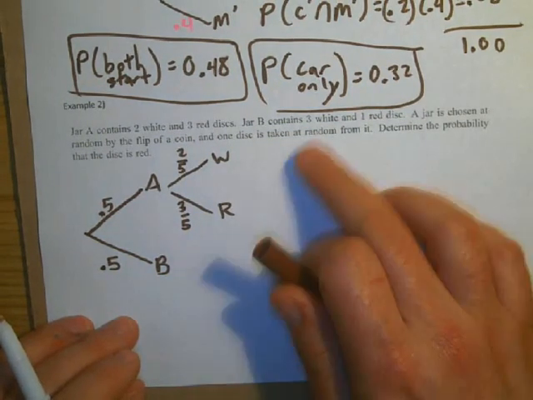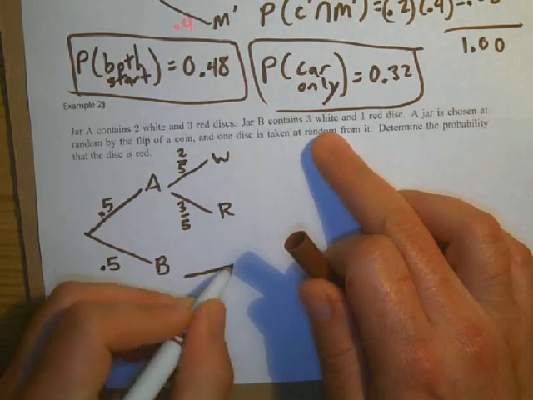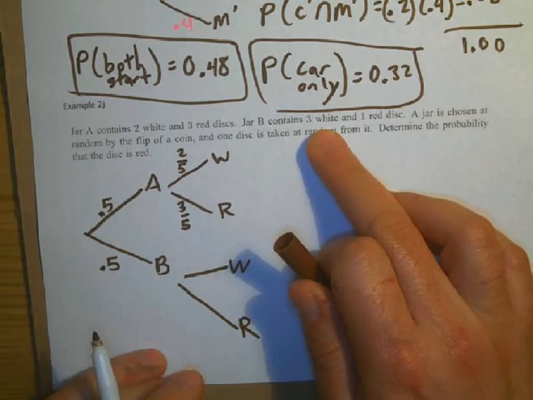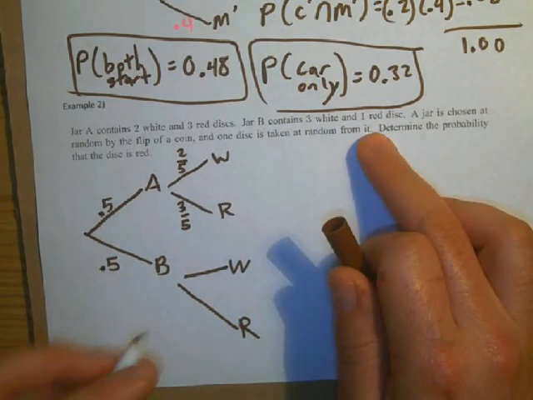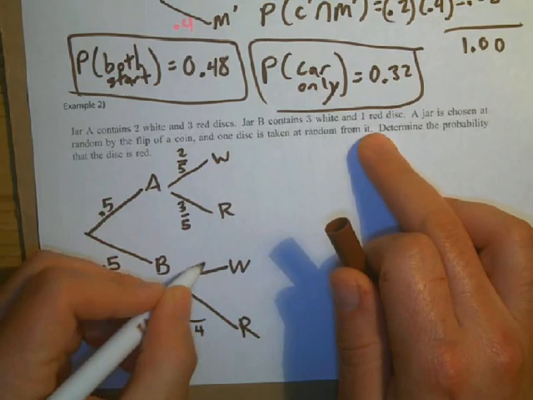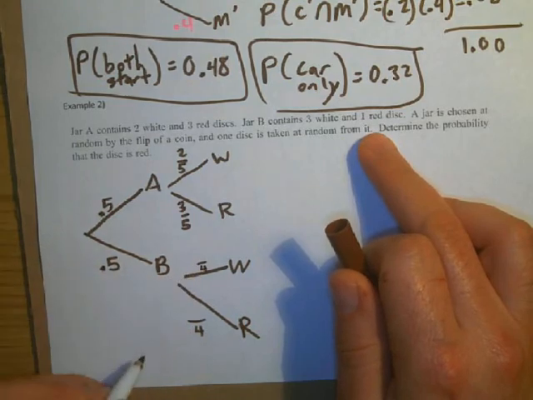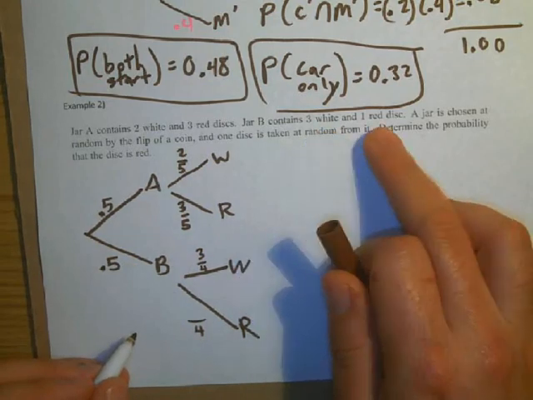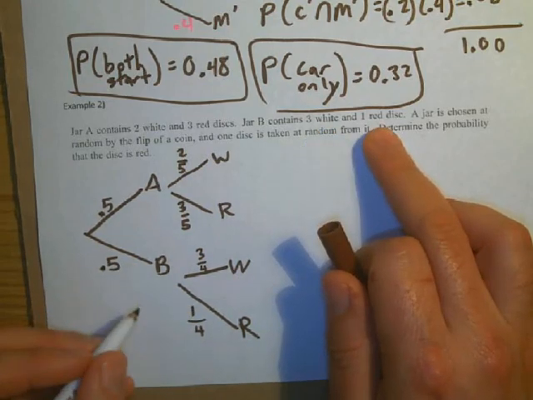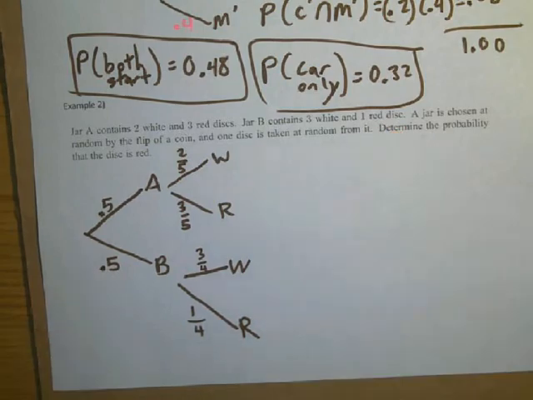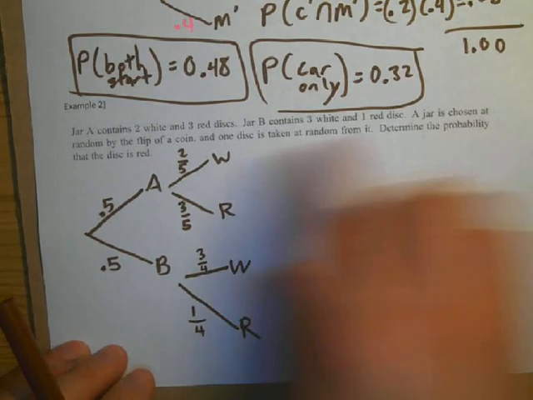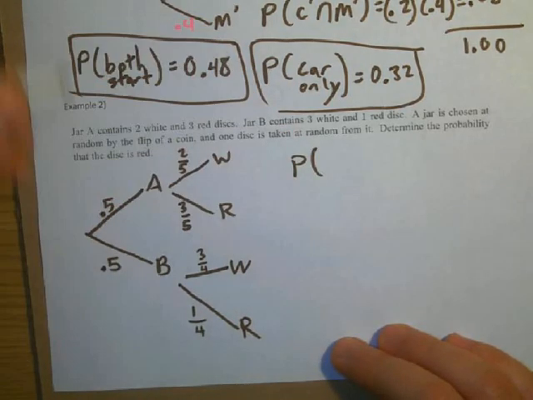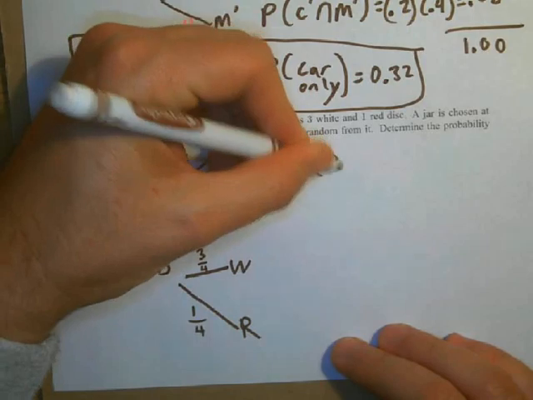Okay, now jar B has 3 white discs, 1 red disc, so the total number of discs is 4, isn't it? Okay, and I have a 3/4 chance of getting a white disc and a 1/4 chance of getting a red disc. Okay, a jar is chosen at random. Find the probability that a red disc is chosen.